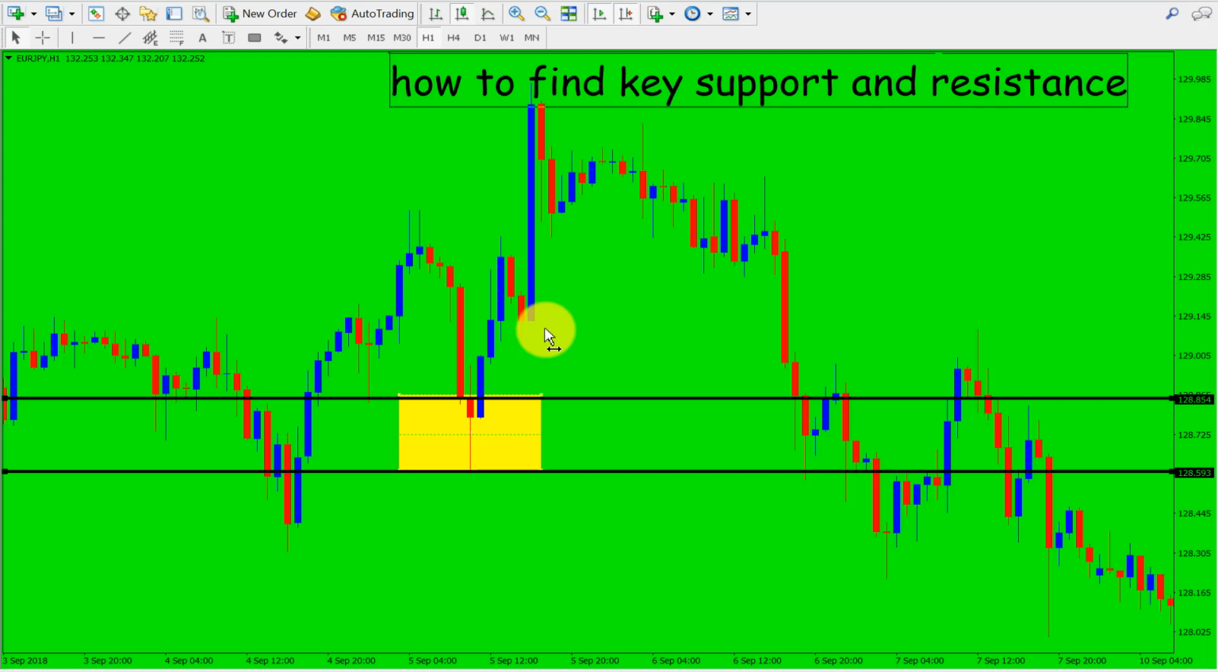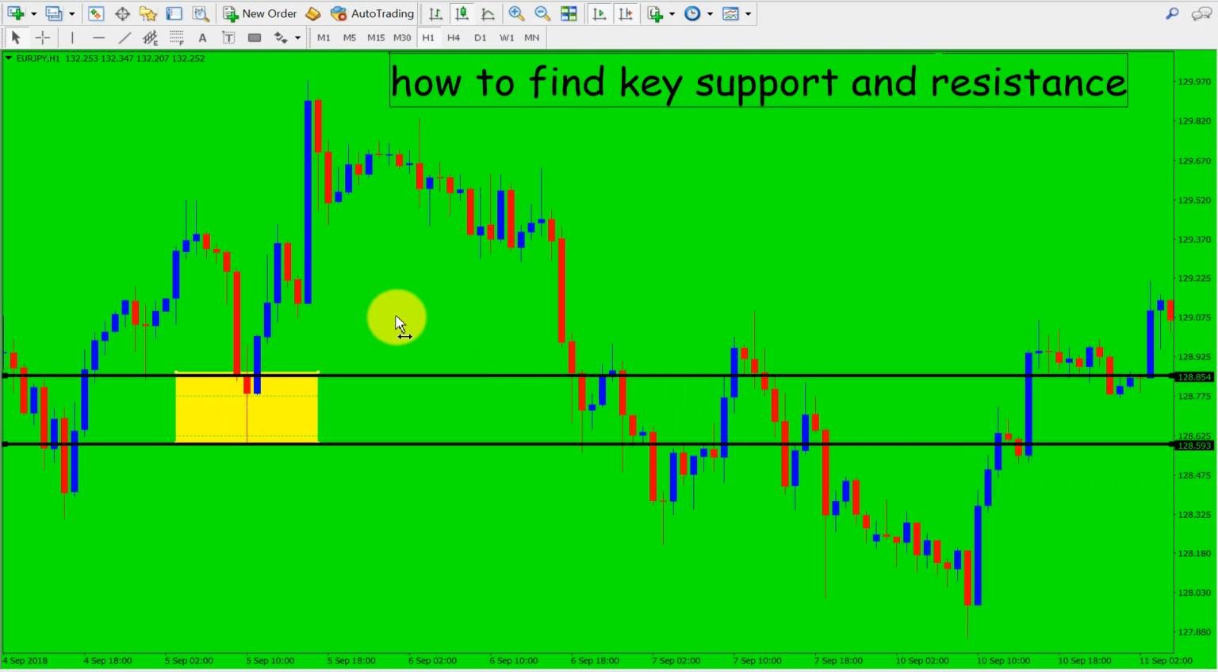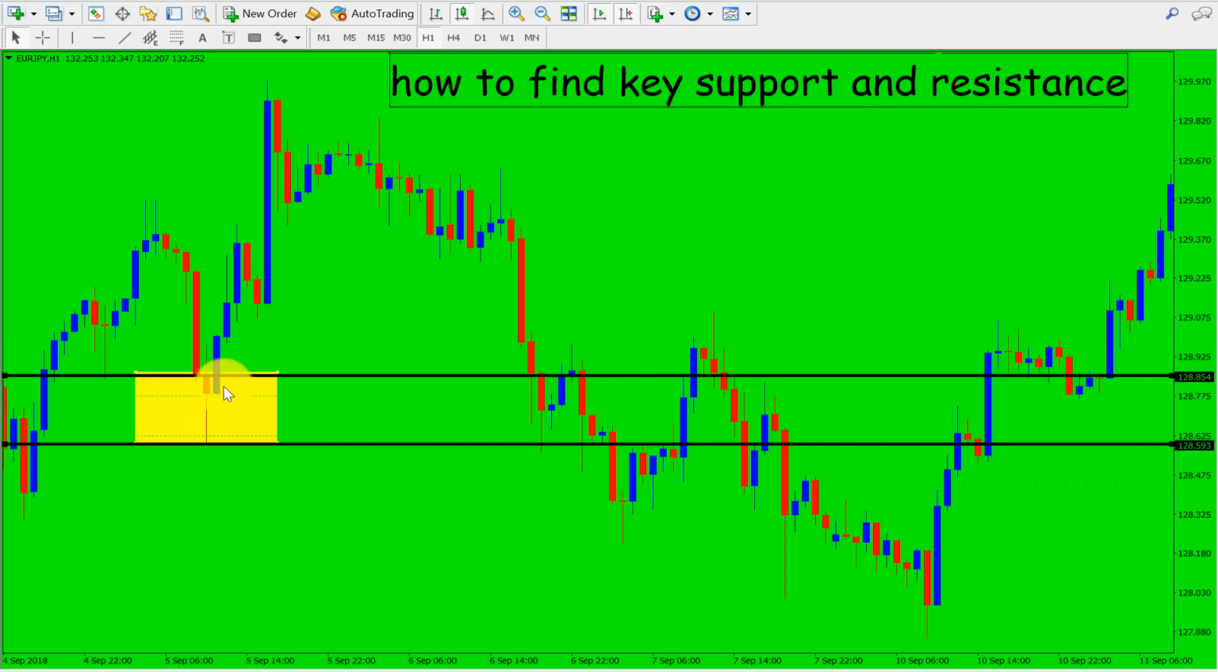Now we can see that price breaks this range, and then again comes to this zone, like here, and price drops from here. So we can easily say this support zone acts as resistance. If we sell from here, we can make some profit from here to here.